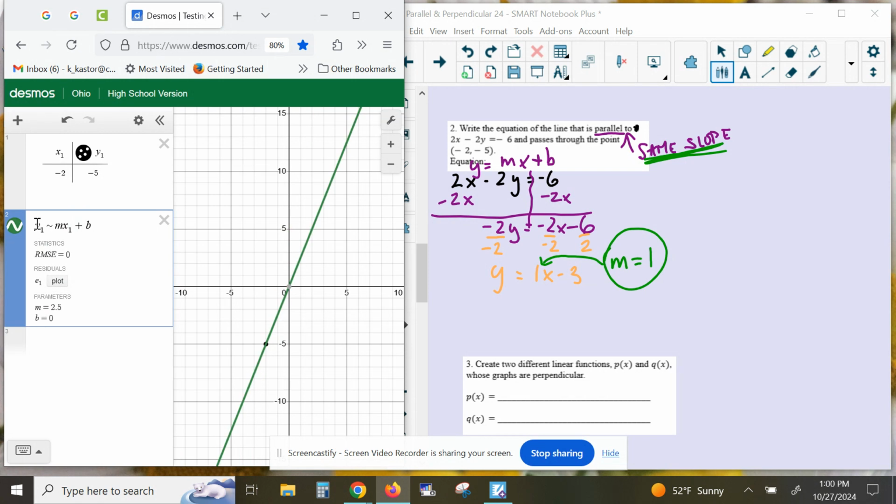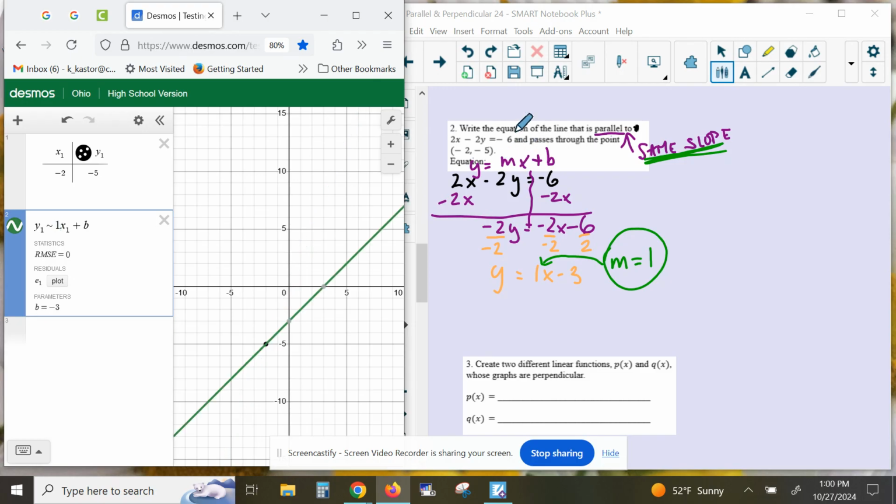Okay, so here's my equation. y1 tilde mx1 plus b. I don't have a danger sign. Now I need to go and put in the slope that I want. So I want my slope to be m equals 1. So I'm going to go to my m, and I'm just going to put a 1 in.